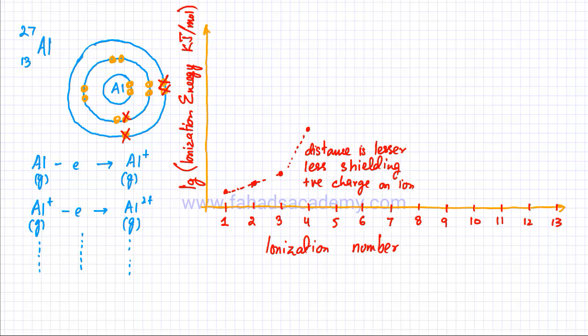Now if I remove the fifth electron or the sixth electron or the seventh or the 8th, 9th, 10th or 11th, there's going to be a gradual increase in ionization energy. So let me plot that. If I remove the sixth electron, then the seventh electron, then the 8th and the 9th and the 10th and the 11th.